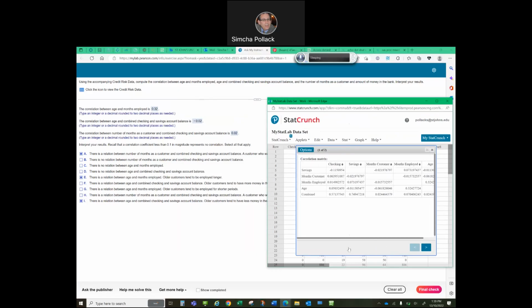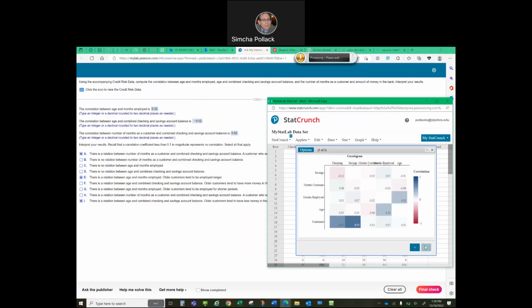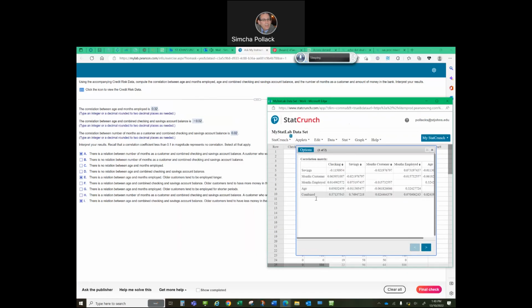I don't see combined. What happened to it? Let's try it again. Combined, that's not visible. Here's again, between age and combined is positive 0.02. Age and combined checking and savings is positive 0.02. David put down negative 0.02. I'm not sure why. Oh, these are negative. Maybe the minus sign is here. Look at that. Okay, let's go back to the original. I've just learned something. Age and combined is positive 0.02.